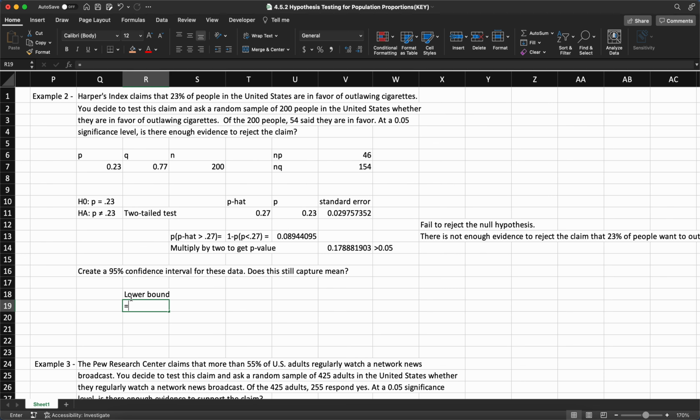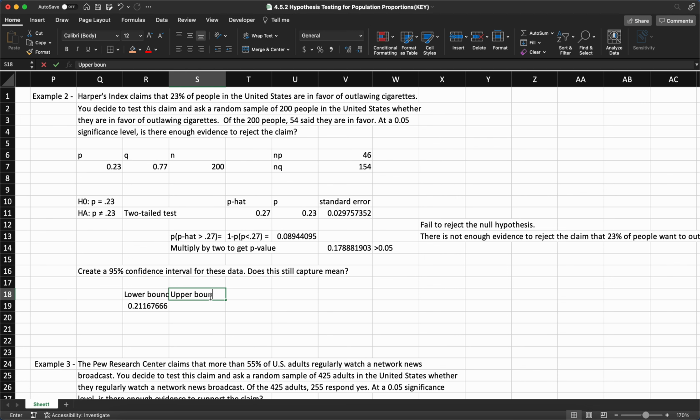So my lower bound is norm.inverse. My proportion is going to be 0.025 for the lower bound because I want 2.5% on the bottom end. My mean is p hat, and my standard error is the 0.0297. So my lower bound is 21.2%, okay? Notice how 23% is larger than 21.2%.